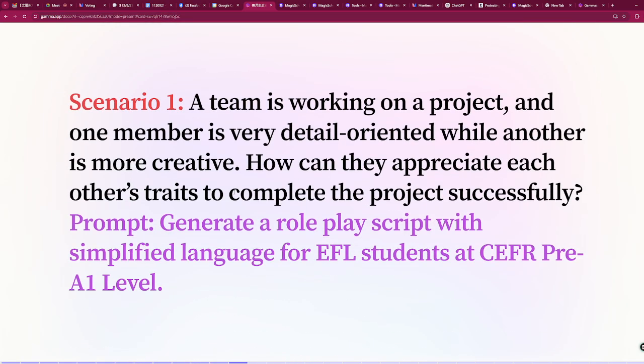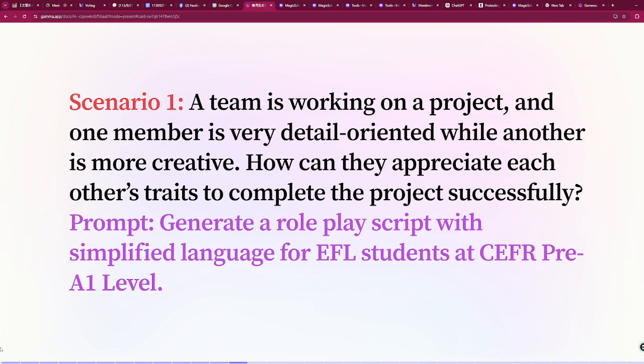Okay, but look at this scenario. You would need a script for students to be able to role play. In the past, teachers had to come up with our own script, brainstorm, and help students generate their own scripts. Right now, with MagicSchool role playing or with ChatGPT, it helps us generate a role play script. The prompt I added was: generate a role play script with simplified language for EFL students at pre-A1 level. And so you could copy this.